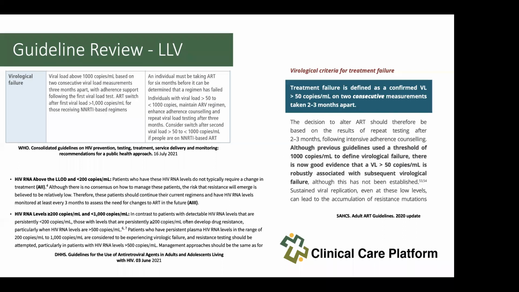Treatment failure is defined by a viral load of more than 50 copies per mil on two consecutive measurements. In other words, if you apply the HIV Clinician Society guidelines, there is no discussion about low-level viremia, right? Because in these particular guidelines, as soon as your viral load crosses 50, you should be waking up to treatment failure. So it is quite important for you to know that there is actually a best practice that already exists in our country, to say that we should probably be looking at changing the interpretation of treatment failure to 50 copies.